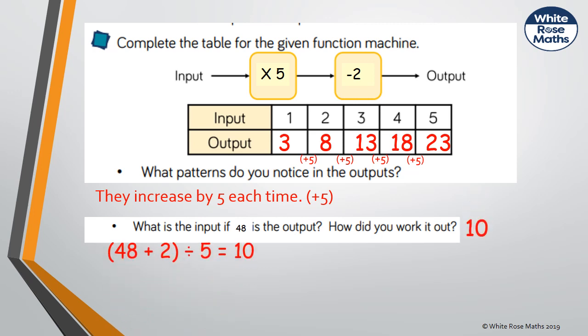So if the output is 48, then the input is 10. And we can do that by doing 48 and going back, doing the inverse. 48 plus 2, which gives us 50, and then 50 divided by 5, which equals 10. Well done.